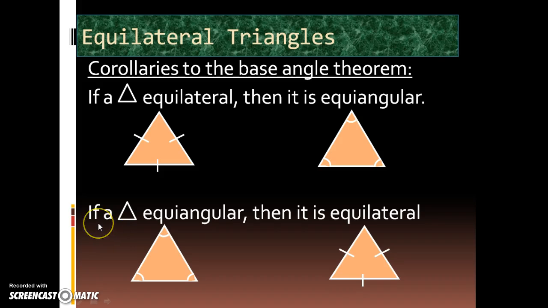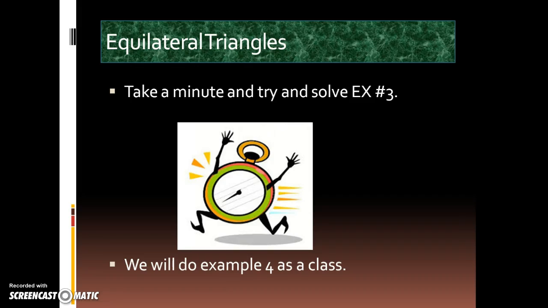So here we go down, now we just flipped it around. If a triangle is equiangular, then it is also equilateral. Take a minute and try to solve example number 3. Go ahead and skip over number 4 because we'll do that as a class. Once you're done with these, hit play and continue with this screencast.